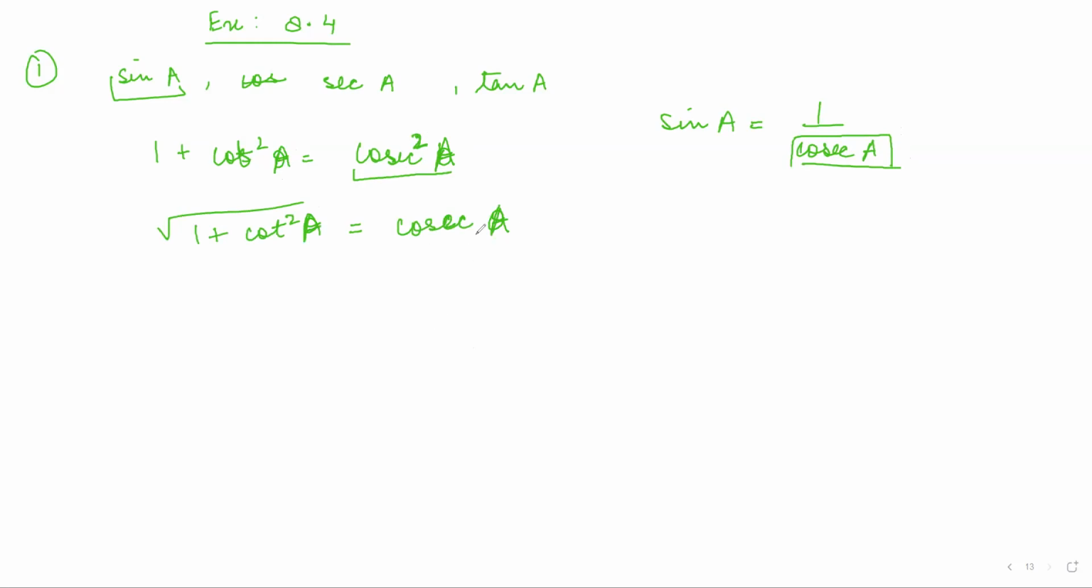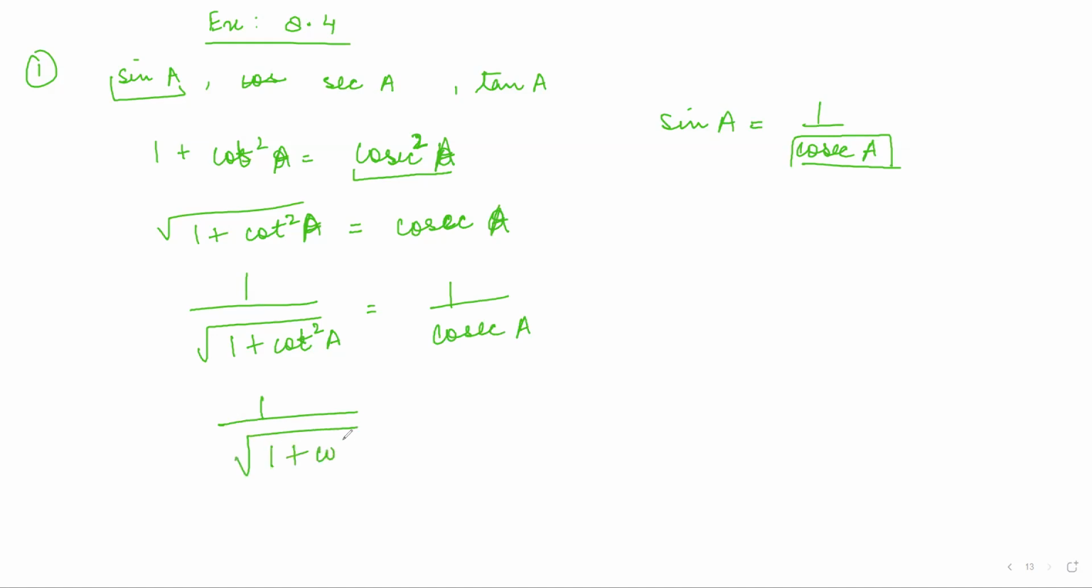Now I have got cosec, just take its inverse. Taking inverse on both sides, 1 upon under root 1 plus cot square A is equal to 1 upon cosec of A. So this becomes 1 upon under root 1 plus cot square A, which is your sine of A. So you can see I have expressed sine of A in terms of cot A. I have got the value of sine in terms of cot.